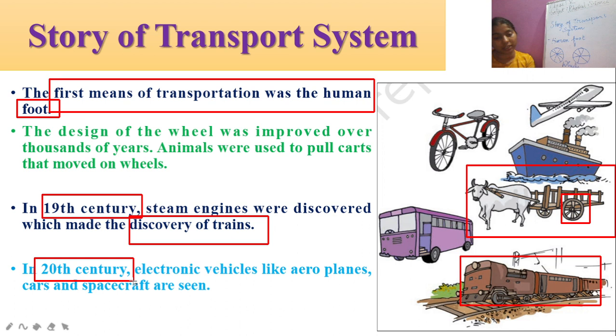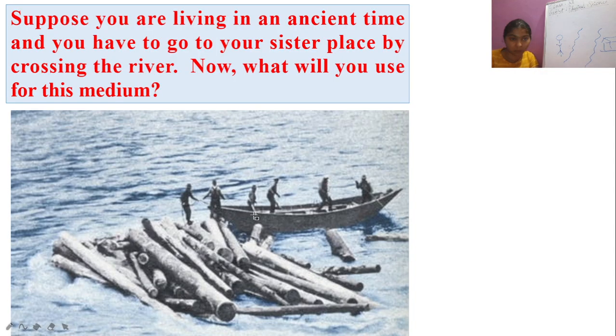So suppose students, you are standing here, okay, and the river is here and your sister's house is here. So how are you going to cross this river, students? What is the medium you are using, with the help of which? So students, as a hint I have pasted a picture. See what they are doing, people. If you understand it, write down your answer in the comment box.